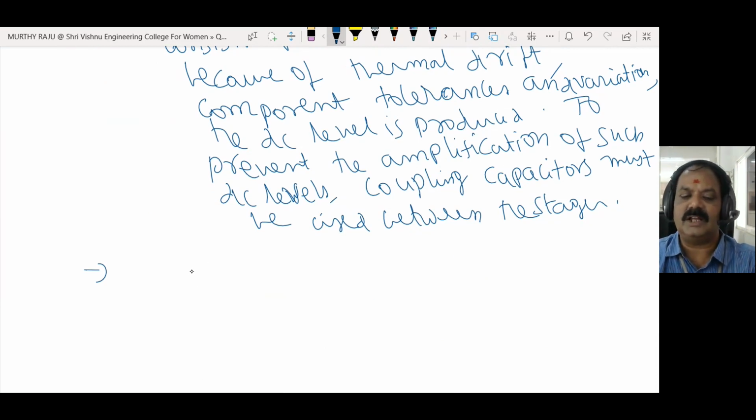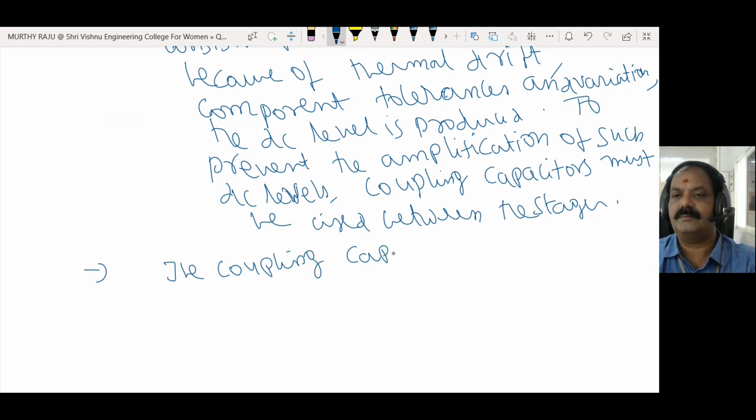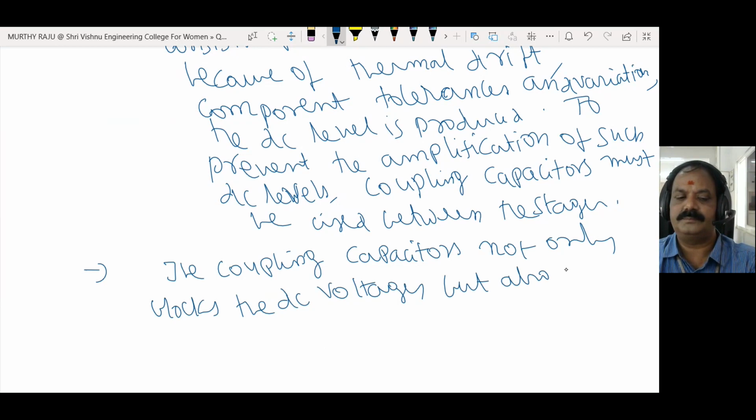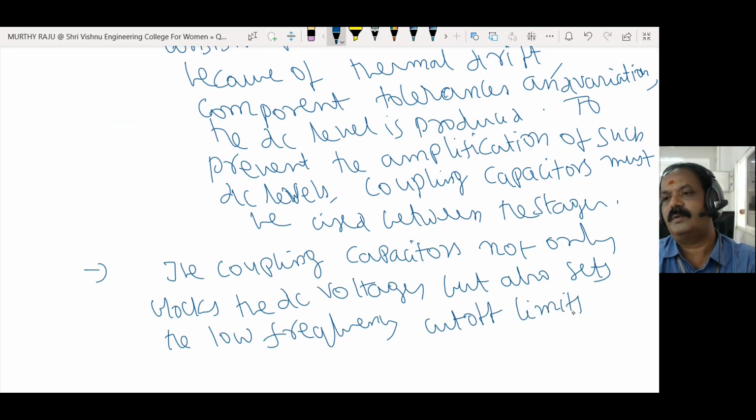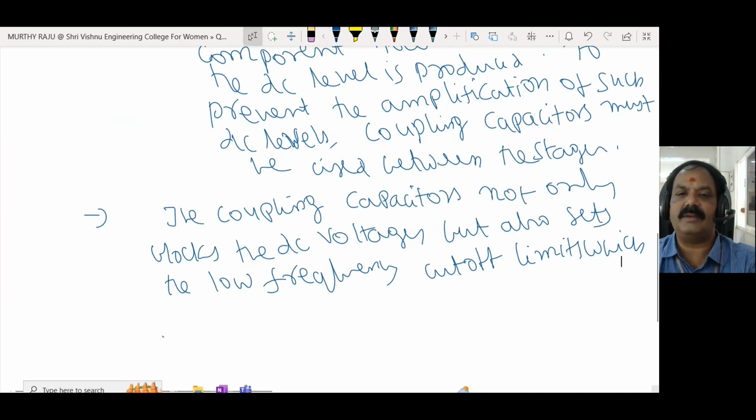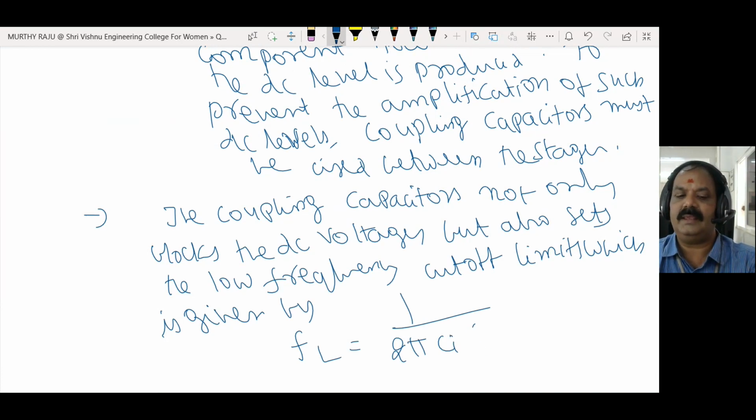The coupling capacitor not only blocks the DC voltage, but also sets the low frequency cutoff, which is given by FL is equal to 1 by 2 pi CA (RIF plus R0).